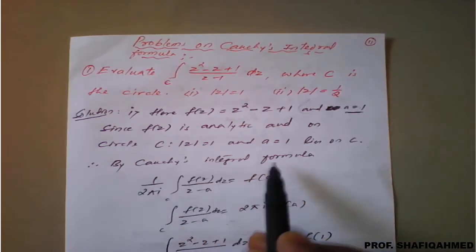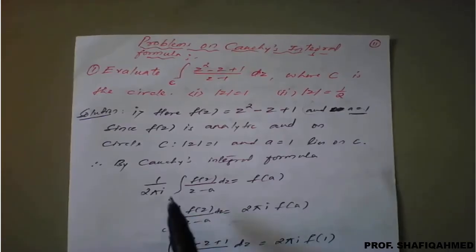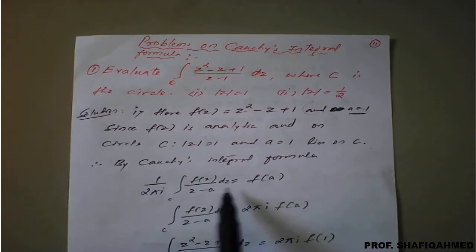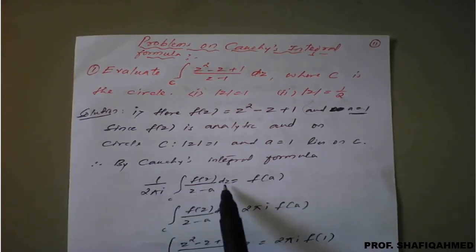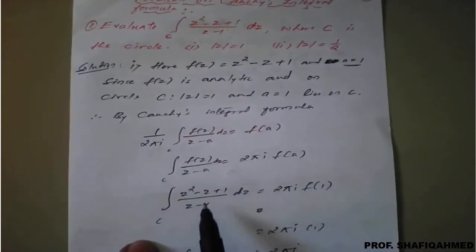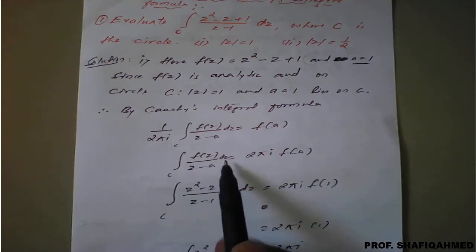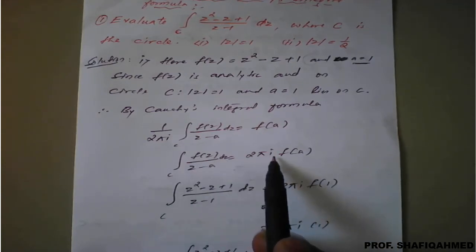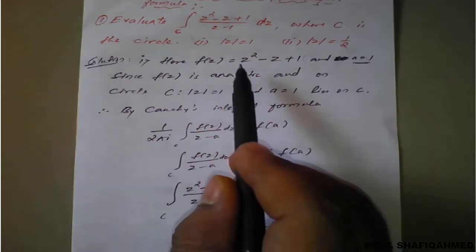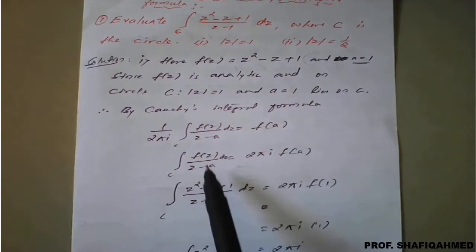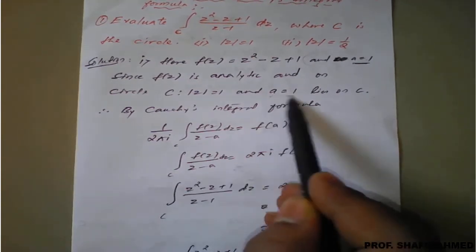So by Cauchy's integral formula it is given by f of a is equal to 1 upon 2 pi i times the integral of f of z upon z minus a dz, which can be written as the integral of f of z upon z minus a dz is equal to 2 pi i into f of a. So here f of z is nothing but z squared minus z plus 1, z as it is. The value of a is nothing but 1.